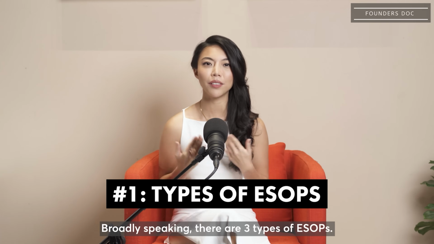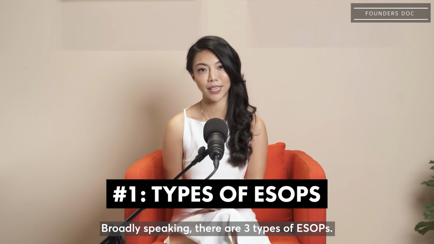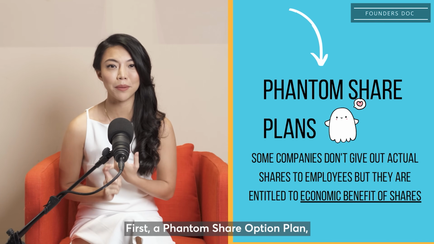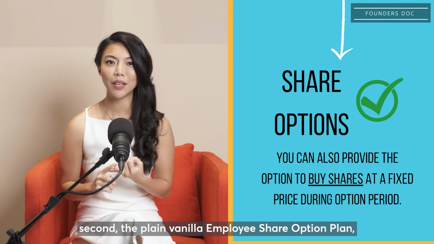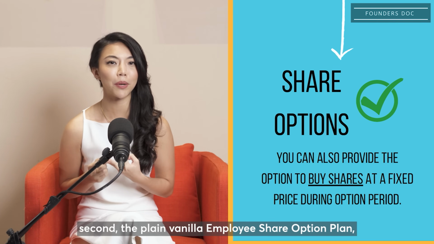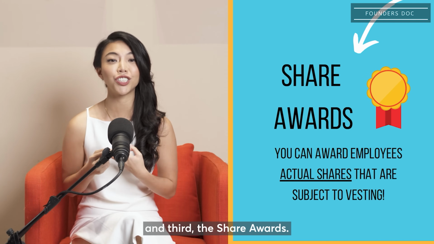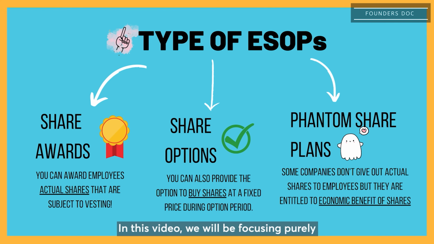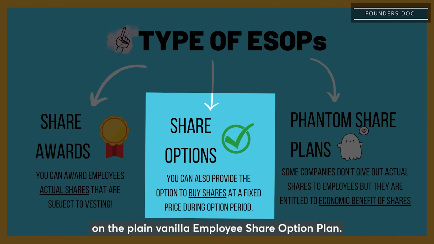Broadly speaking, there are 3 types of employee share option plans. First, a phantom share option plan. Second, the plain vanilla employee share option plan. And third, the share awards. In this video, we'll be focusing purely on the plain vanilla employee share option plan.